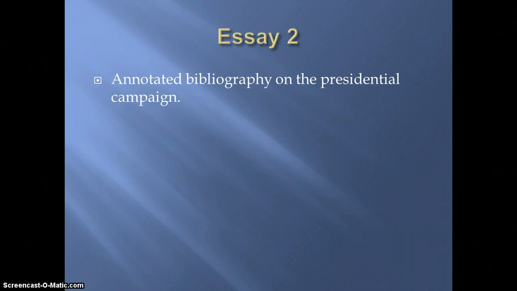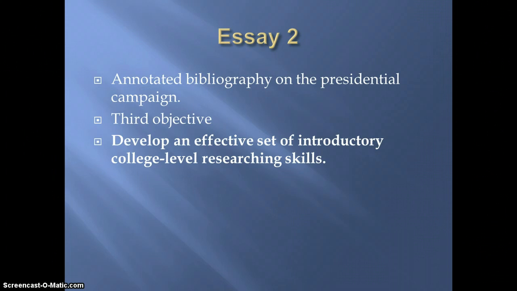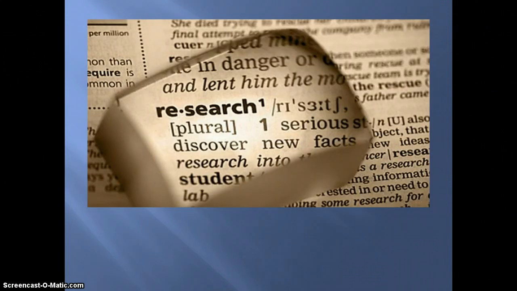The next paper that we were assigned was Essay 2. This essay was about the presidential campaign between Romney and Obama. For this assignment, we needed to create an annotated bibliography. In this paper, I show the next objective, and that is develop an effective set of introductory college-level research skills. I was able to research many different articles and sites until I found some ones that were right for me.